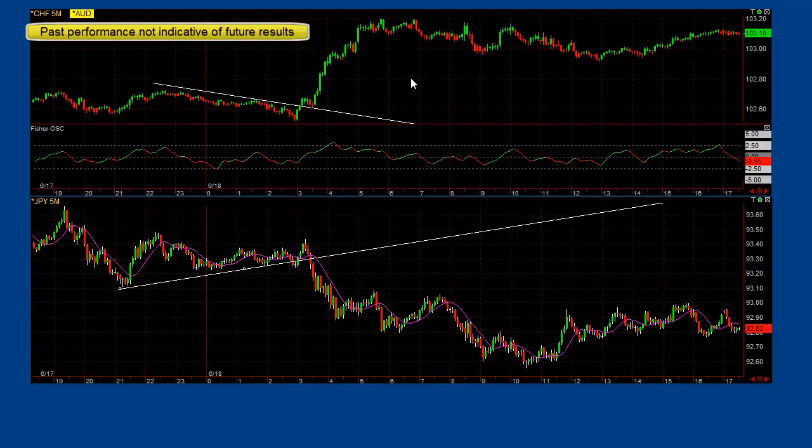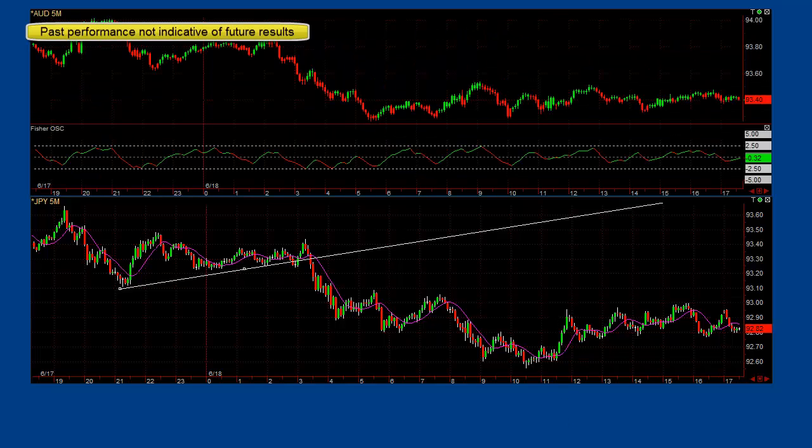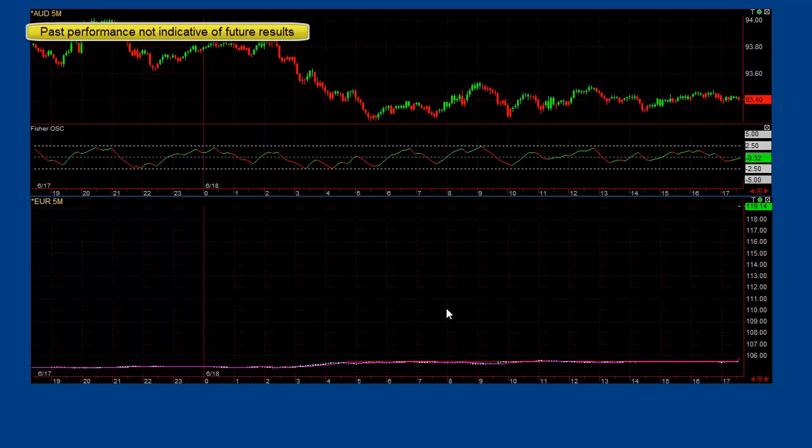Let's take a look at the Australian. And you have a clear trend line break. Unfortunately, the yen is also weak, so you wouldn't want to trade the Australian versus the yen. Let's take a look at the euro again.